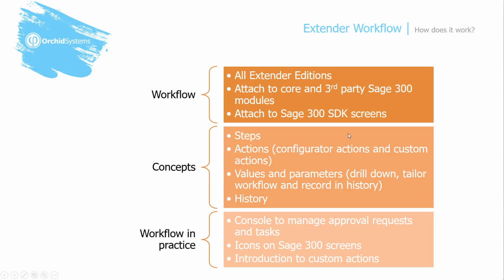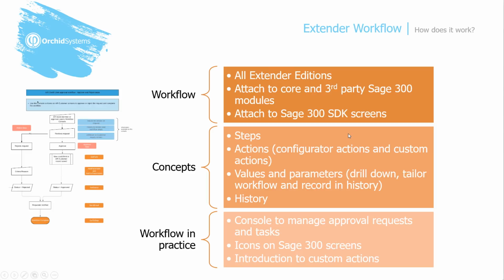So the key concepts that are used in workflow functionality is around steps of your business process. A step is a collection of actions. So the configurable actions such as sending an email, setting a value for use in the workflow, setting a field on a Sage 300 view, working out who is going to be the approver, prompting a user in the workflow for input that is going to be stored within the workflow.